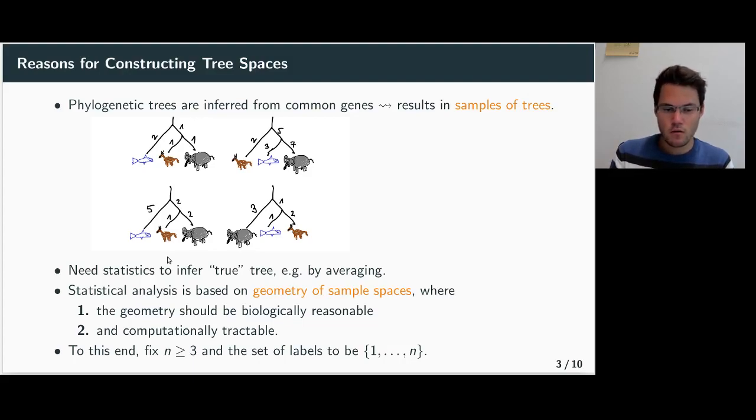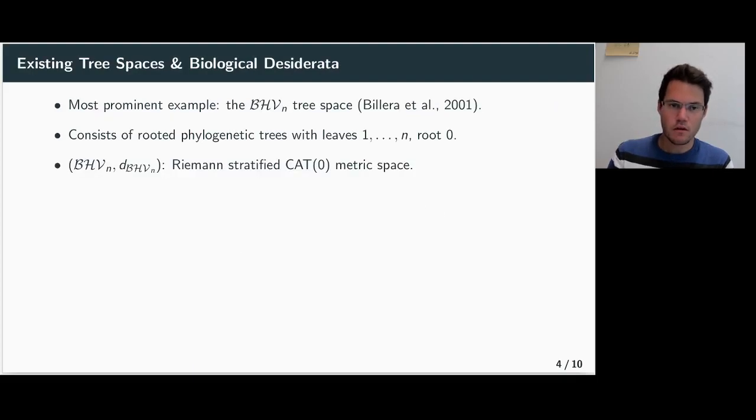To this end, fix small n to be greater or equal to 3, and this is the number of species we consider in our tree. And we denote the set of labels with 1 to n. So here, for example, the fish, the horse, and the elephant would be replaced with the symbols 1, 2, and 3, say. All right. There are existing tree spaces, and perhaps the most prominent example is the BHV tree space.